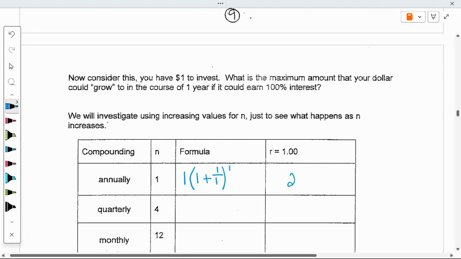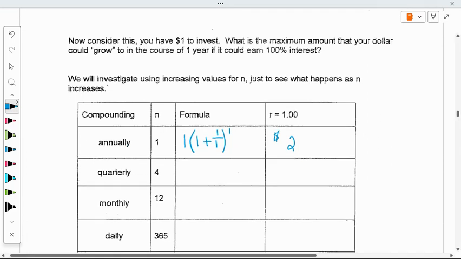So the most money that I could make if my money was compounded just once, annually, and it grew 100%, the most I could make was $1. So I would end up with $2. Okay, but what if we compounded it quarterly?